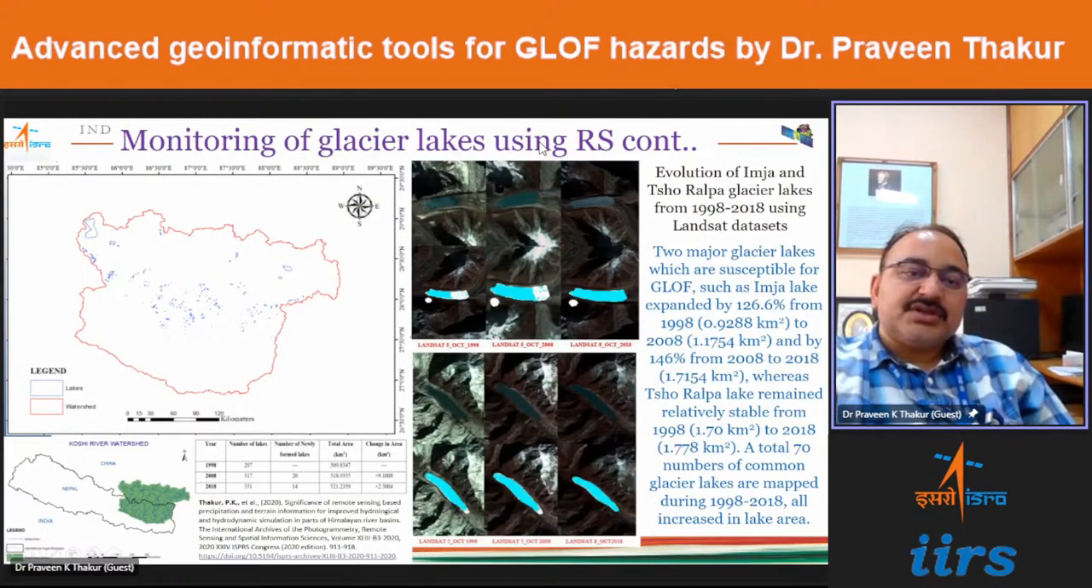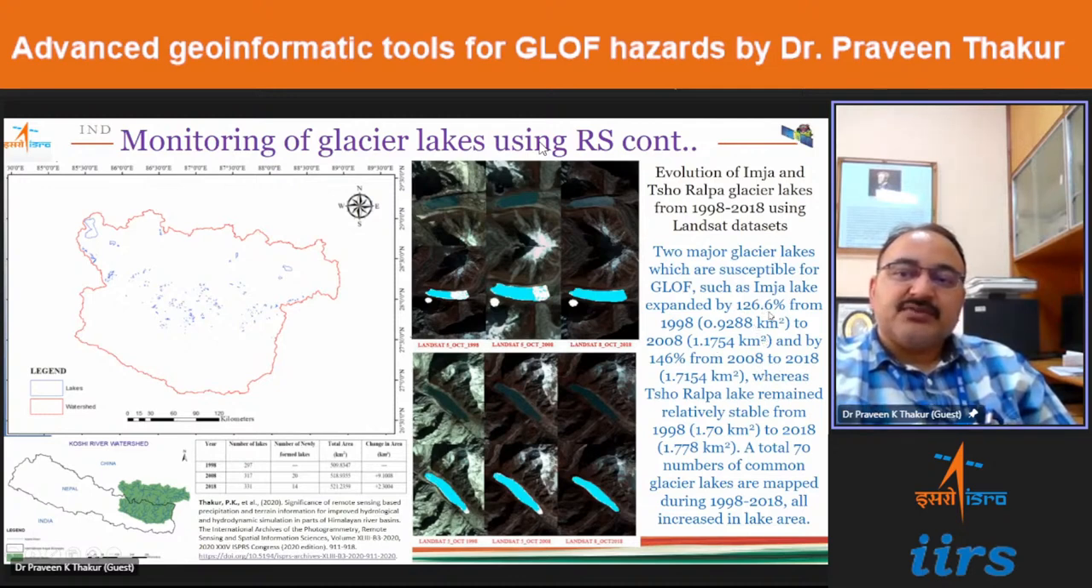So these are the locations of these glacial lakes, especially in the Dudh Kosi basin. You can see that in 2008 they increased by 9% with respect to 1998, and by 2018 it increased by 2%, from 509 to 521 square kilometers of total glacial lake area. This is the Imja Tsho and the Tsho Rolpa glacial lakes, which have progressively shown an increase in their area.